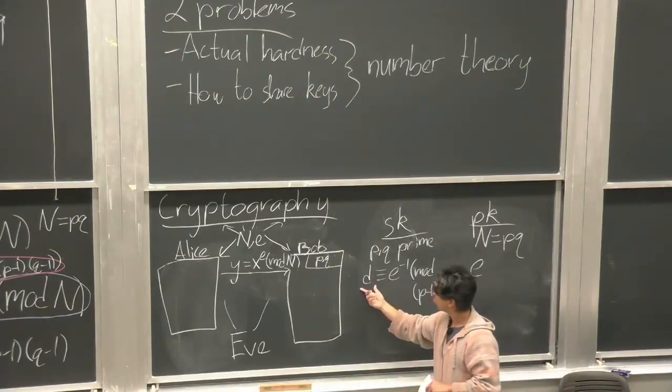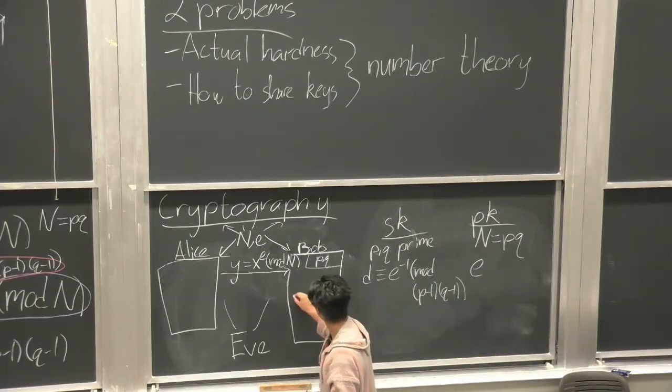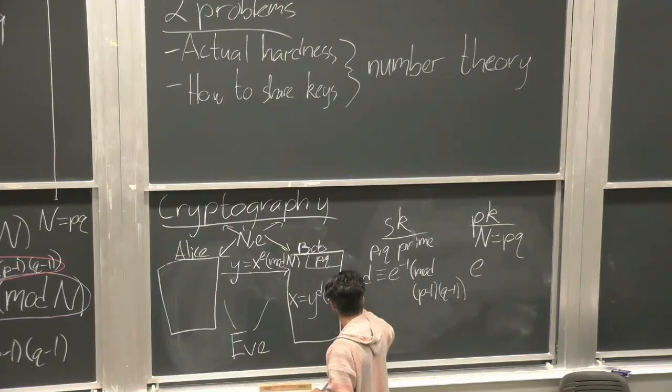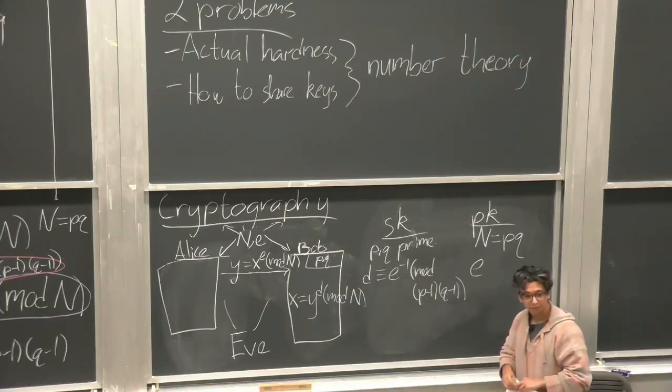This is what we do. So if Bob wants to decrypt now, all he has to do is take y and raise it to d mod n. We'll argue about the correctness in a moment.